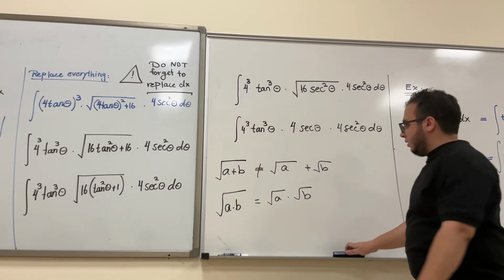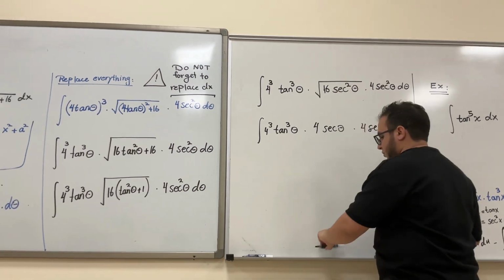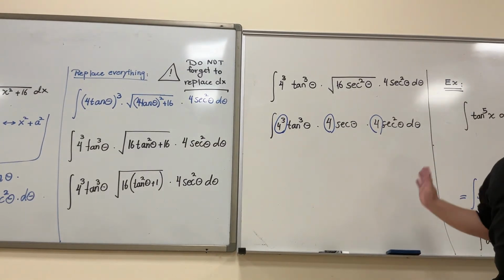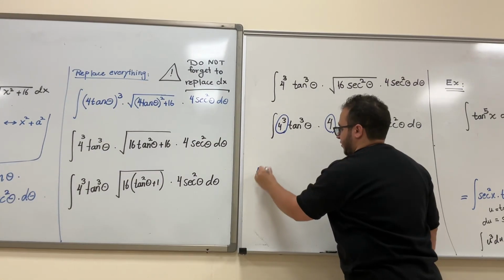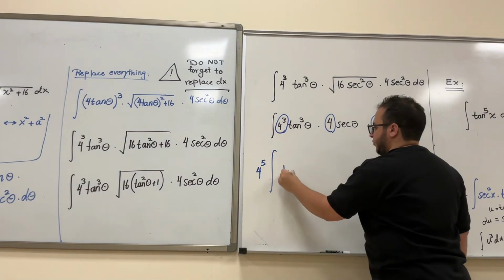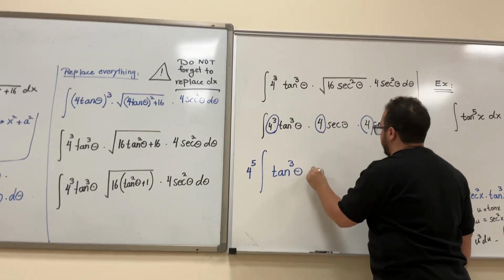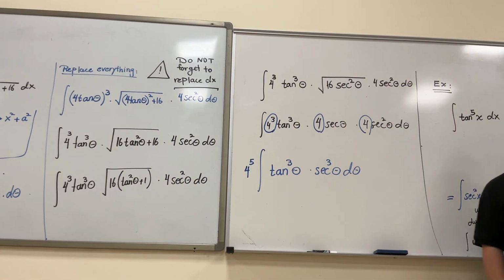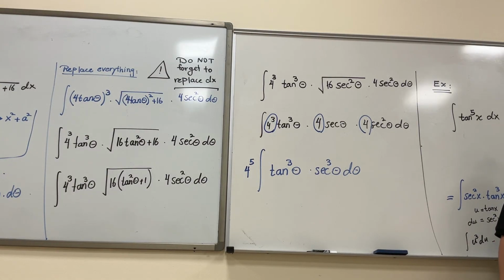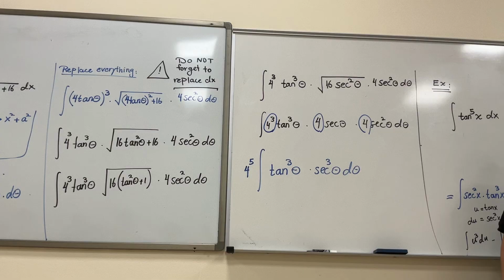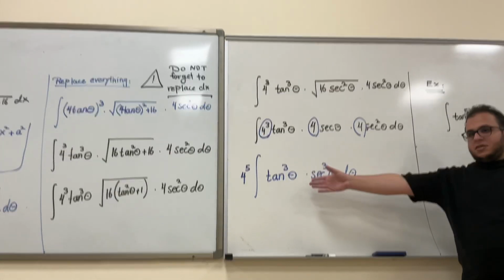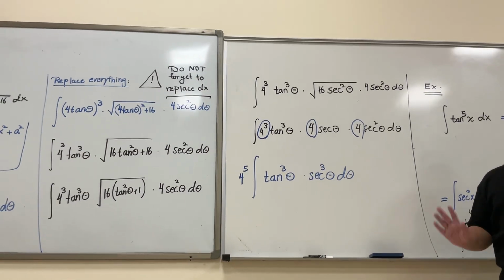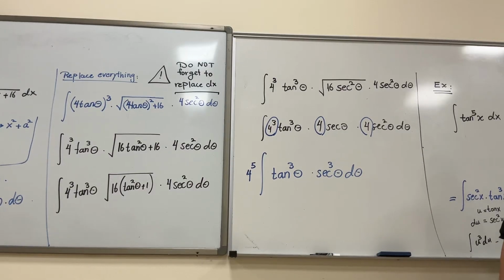Let me clean this up. I'm going to kick all the constants out. 4 cubed times 4 is 4 to the power 5. Push it out of the integration. And then I have integration of tan cubed secant cubed. What's this? That's case 1, that's section 7.2, the case when tan is odd. Remember? So you need 7.2 maybe to solve 7.3. Sometimes you might end up with something from 7.2. So be careful.